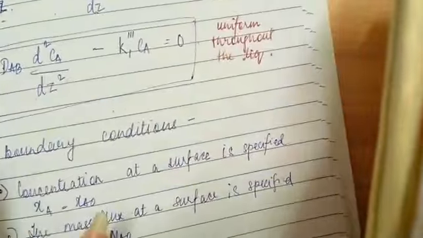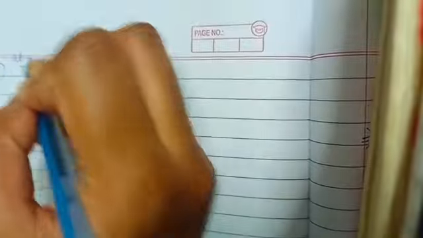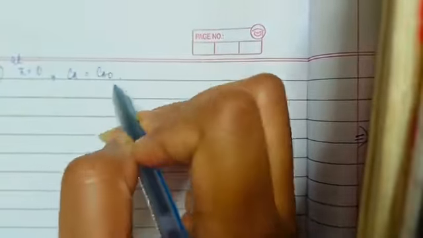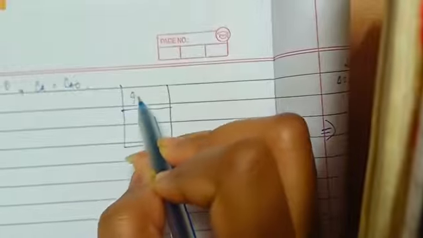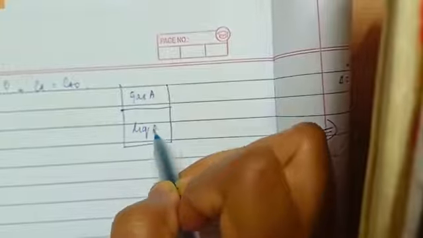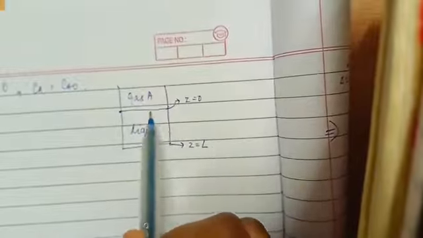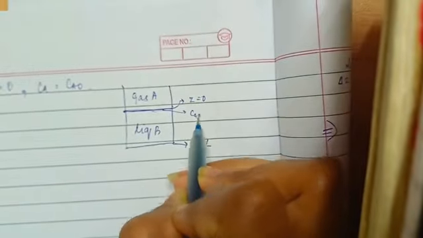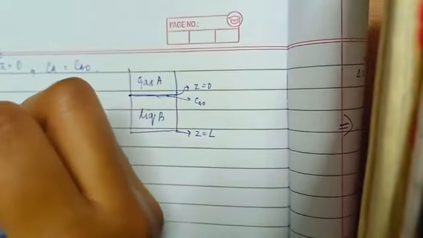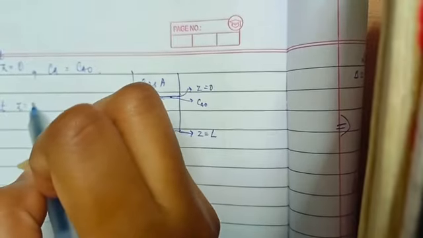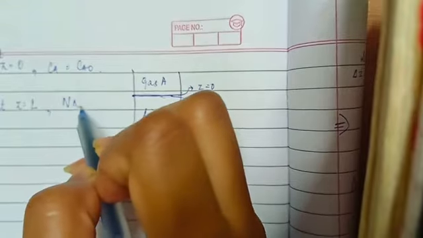Now, further explaining the boundary conditions, we have selected the first boundary condition of Z at Z is equal to 0, CA is equal to CA naught, because the concentration of A at the surface of the liquid layer B is considered to be CA naught, that is a constant, and the second boundary condition at Z is equal to L, NaZ is equal to 0.